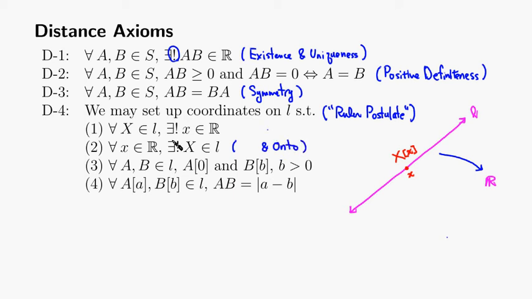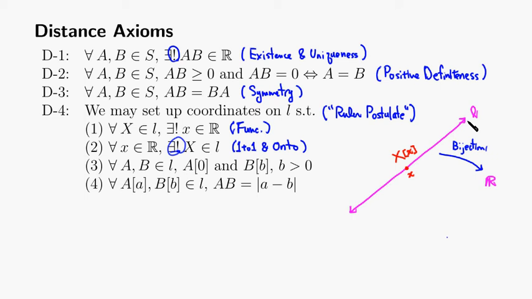Also, it has to be a unique one, so this tells you that it's also 1 to 1. Part 1 tells you that it's a function, and it's also 1 to 1 and onto, which means that this mapping is going to be a bijection. So essentially, parts 1 and 2 tell you that there's a bijection between points on the line and the set of real numbers.